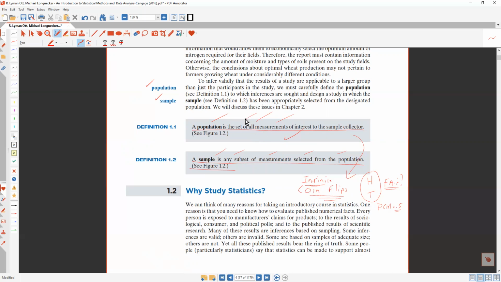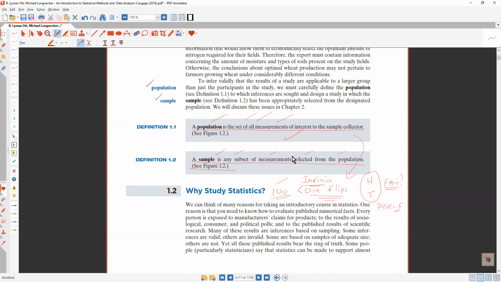There's an example that, if you understand the concept, you really start to appreciate what these words mean. A sample is any subset of measurements selected from the population. Well, again, with the coin, what would be considered a sample? Maybe 100 flips, right? You're going to flip it 100 times, there's your sample.